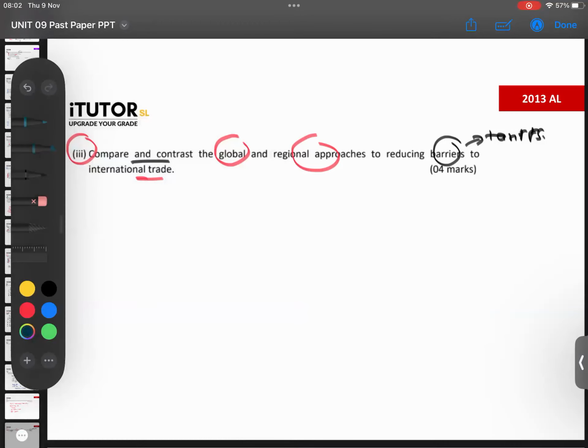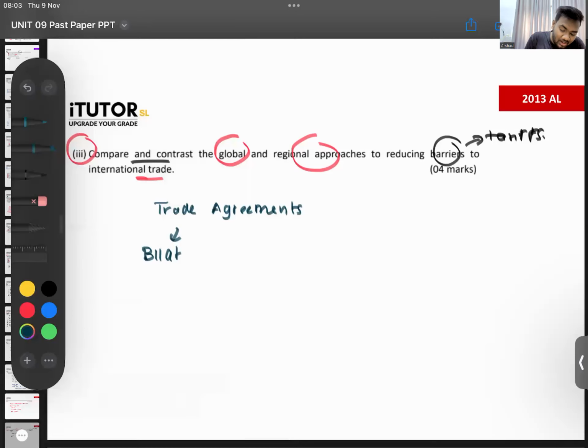You can mainly talk about these trade agreements. The approaches we have taken, Lamai, are these trade agreements. So trade agreements are one way to reduce the barriers to international trade. There are bilateral trade agreements. What are bilateral trade agreements? You form a trade agreement with just one other country. Let's say the Indo-Sri Lanka Free Trade Agreement, the Pakistan-Sri Lanka Free Trade Agreement. Those are all bilateral trade agreements.